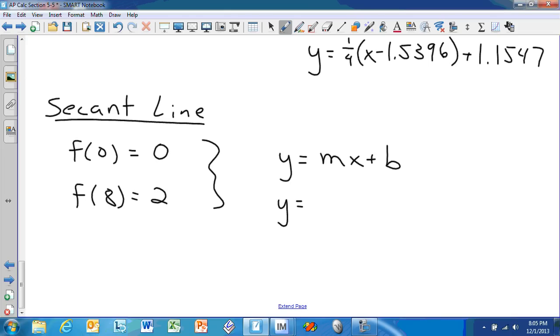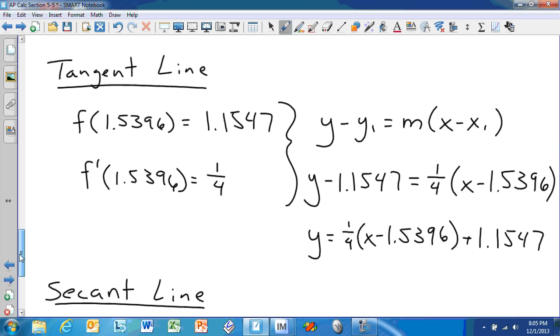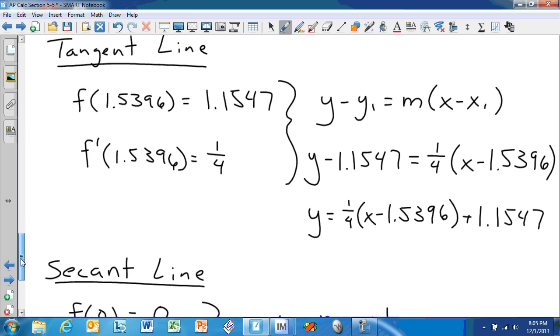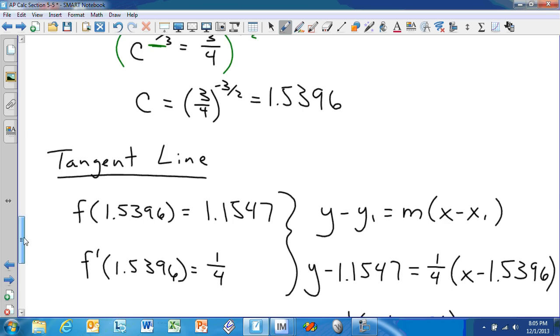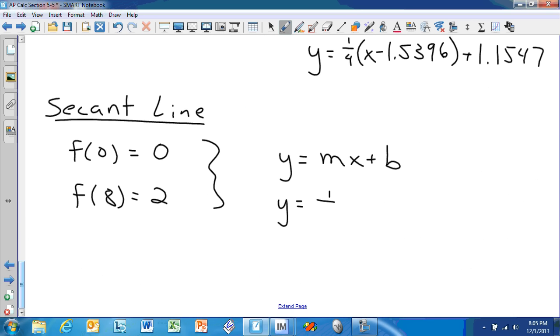In fact, I already know the slope. Remember, the slope of my secant line is the same as the slope of my tangent line. My tangent line has a slope of 1/4, and we've already calculated the slope back up here, f(8) minus f(0) over 8 minus 0. That's the 1/4. So I have all the information I needed. I guess the only thing I really needed to do was find the y-intercept there, which was the 0. So we end up with y = 1/4 x.